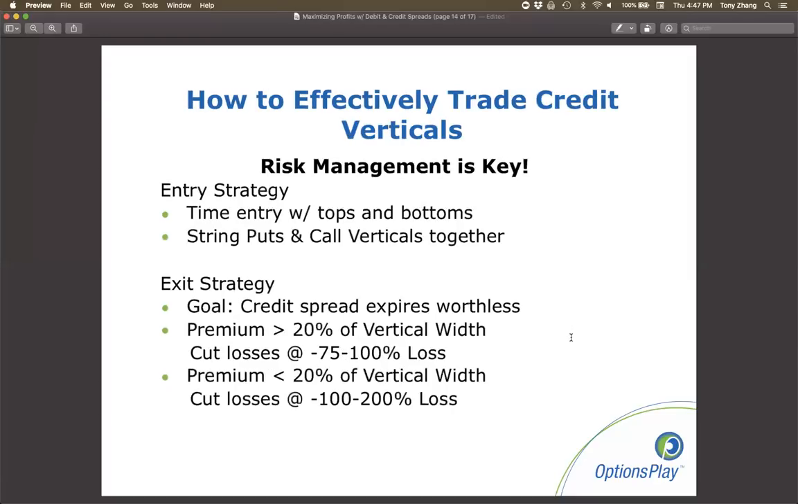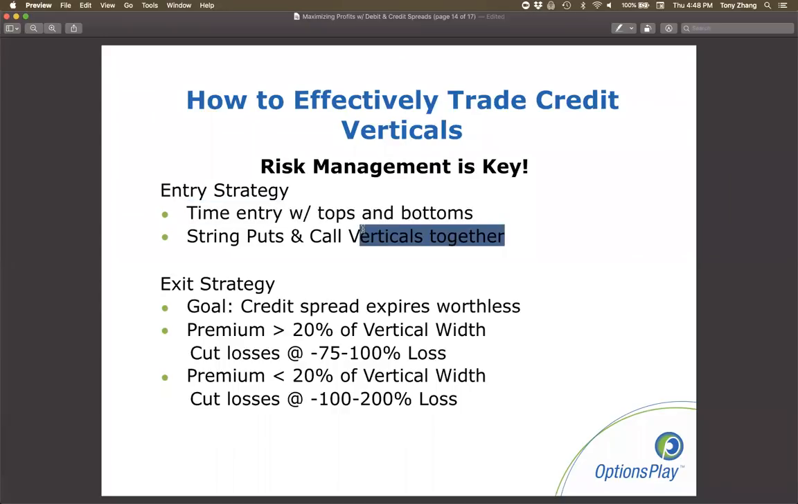When it comes to credit spreads, it takes a little bit more management. So I usually say that if you're going to trade credit spreads, get a few debit spreads under your belt just so you get a feeling for what trading these spreads feels like, because managing credit spreads does take a little bit more savviness. So number one, you want to enter a credit spread at a top or a bottom. When you expect the stock has reached the ceiling, that's when you want to enter a call credit spread. When you feel that the stock has reached the floor, you want to sell a put credit spread.